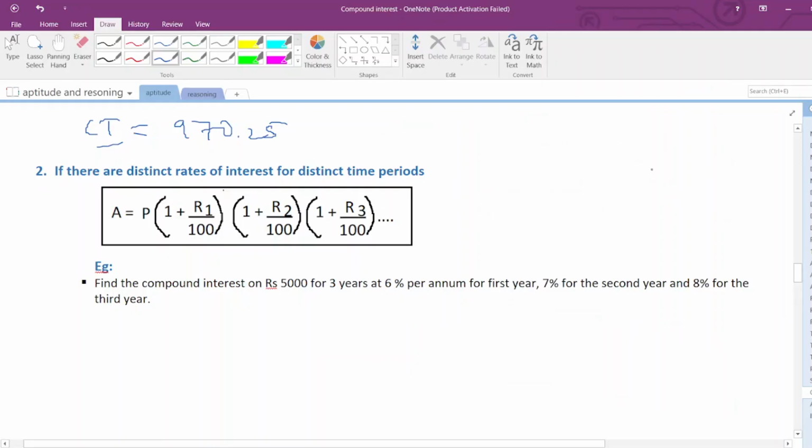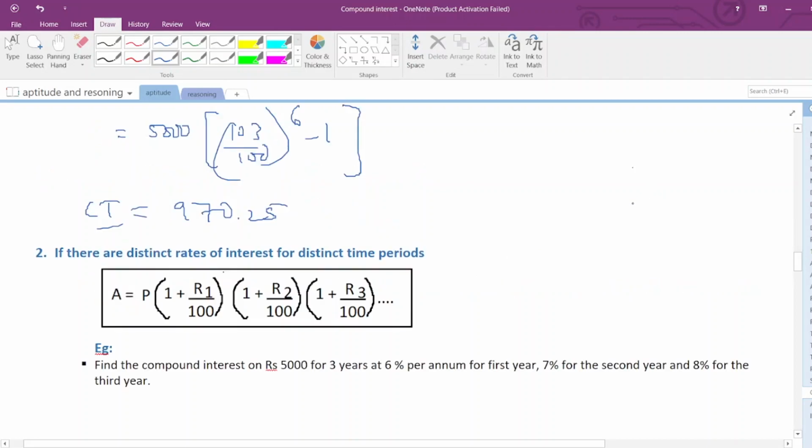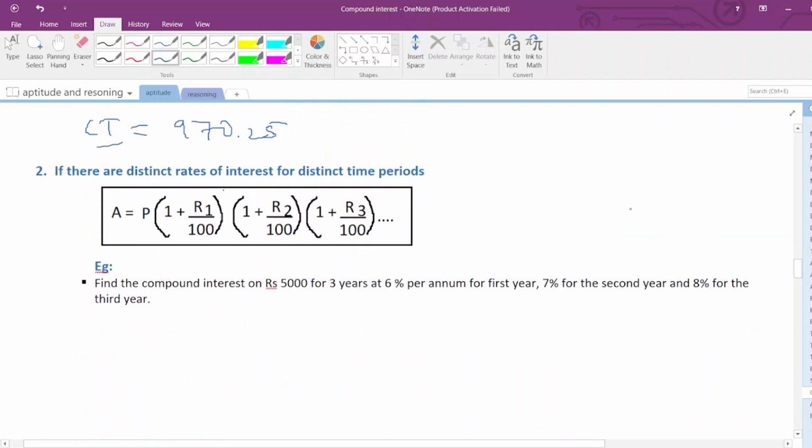Hope you have understood how to solve the quarterly base, half yearly base, and annual base compound interest. Hope you understand, and please remember all these formulas. So now I'm moving to the next method.